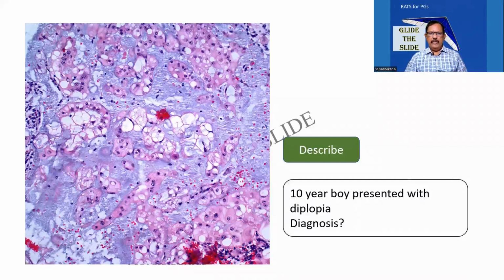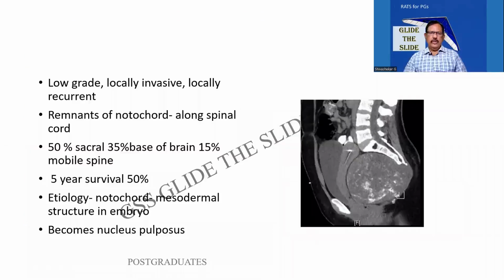Glide the slide 14. I hope you people are able to come to a diagnosis. I'm able to see clear cells. I'm able to see epithelioid cells. I'm able to see cells with bubbly cytoplasm. So the diagnosis is chordoma. It is a low-grade, locally invasive, and locally recurrent tumor.